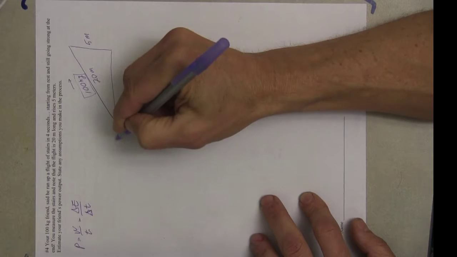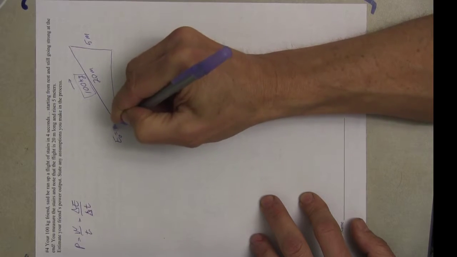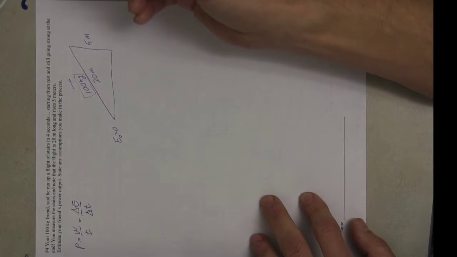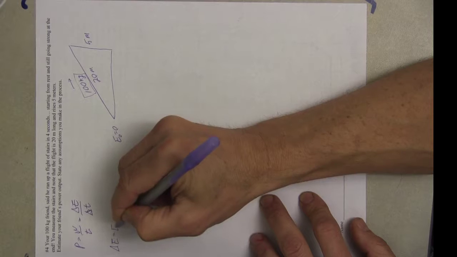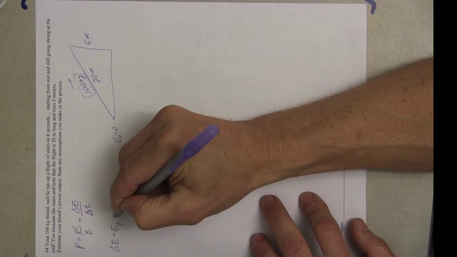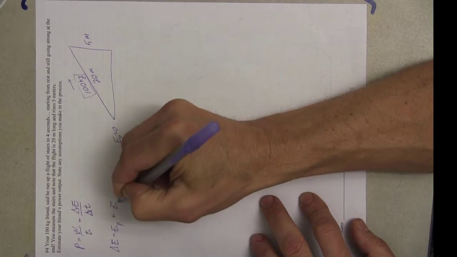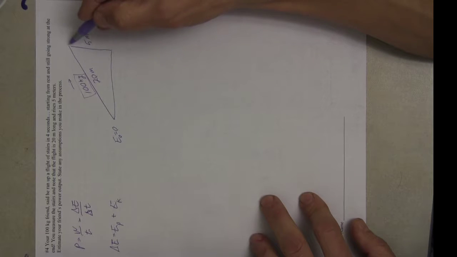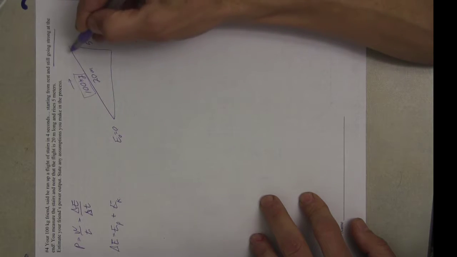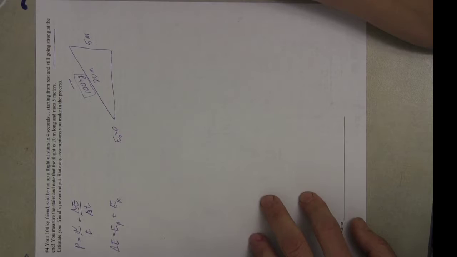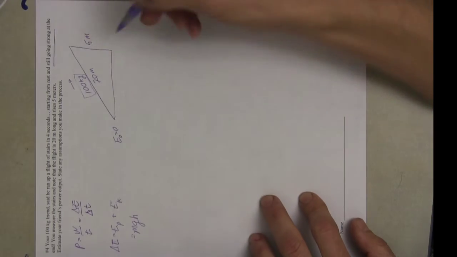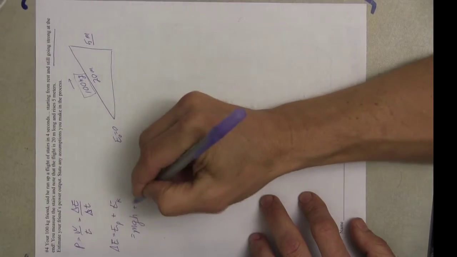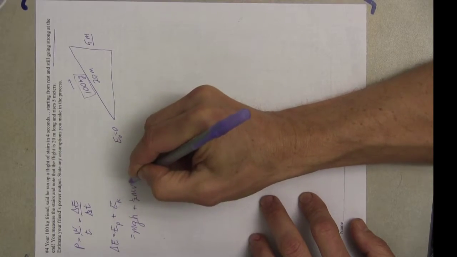Because I know that at the beginning, his energy is 0 because he's not moving in the beginning. And at the end, he has potential energy, so change in energy is equal to this energy, gravitational potential energy, plus the kinetic energy. Because he's gaining potential energy, and he's still going strong at the end, so he has kinetic energy as well. And so this is mgh, or mg delta h, plus 1/2 mv squared.